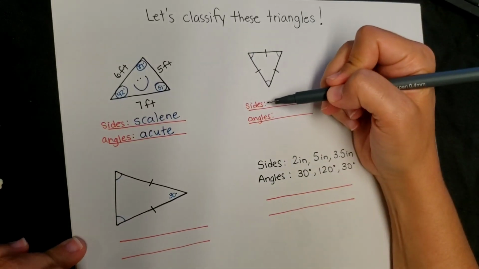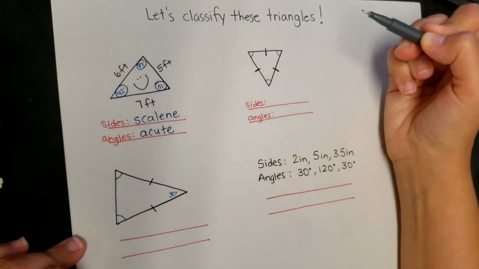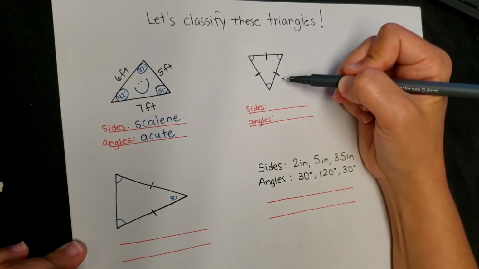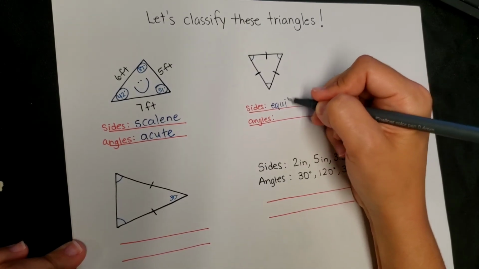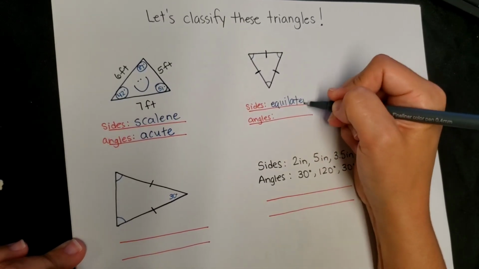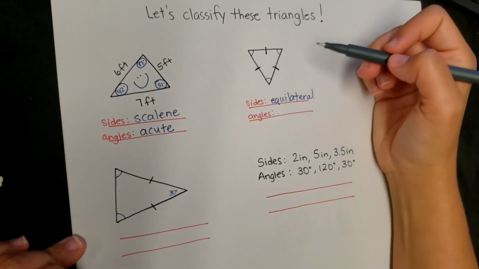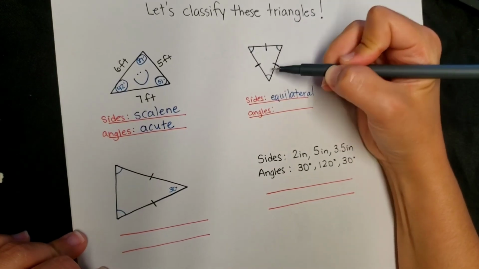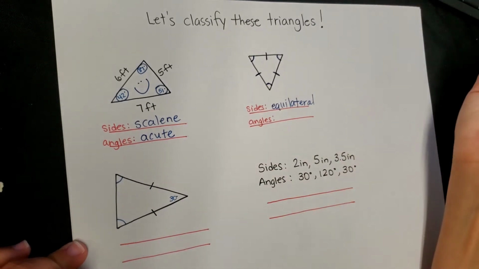We're looking only at the sides this time. These little notches here represent that those sides are all equivalent to each other. They're all congruent. So that means that I have 3 congruent sides. Therefore, based on my sides, this would be equilateral. Right? And then if I'm looking at my angles, these little notches also tell me that these angles are all equivalent to each other. All right.